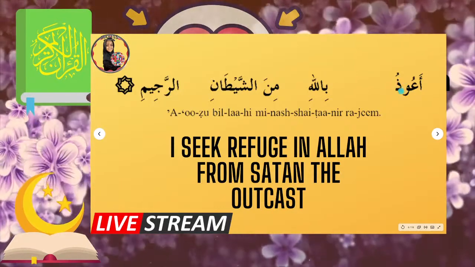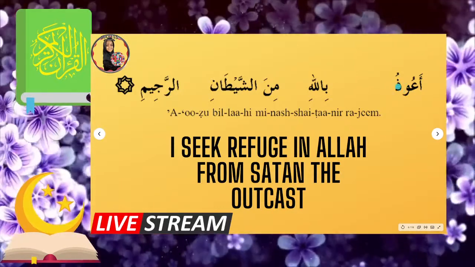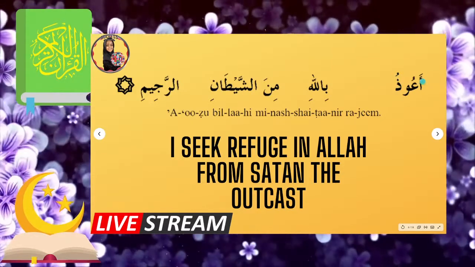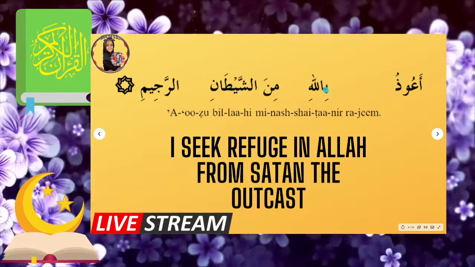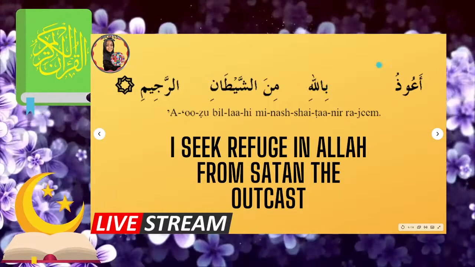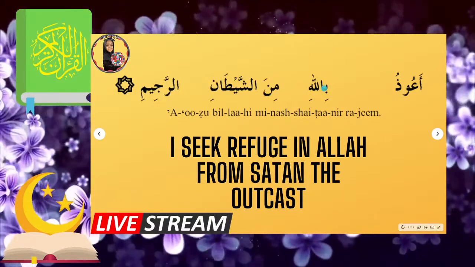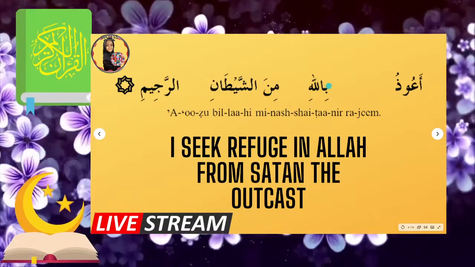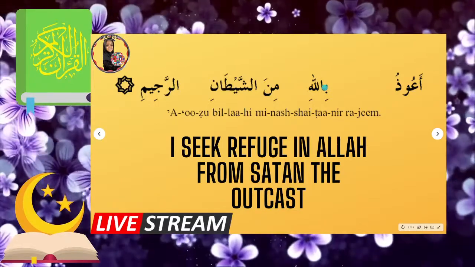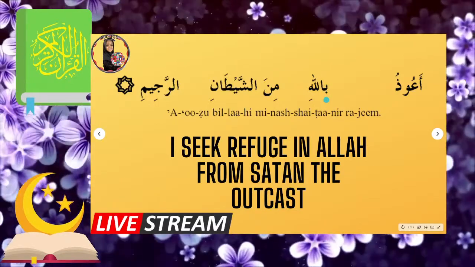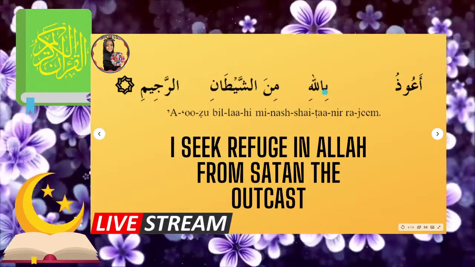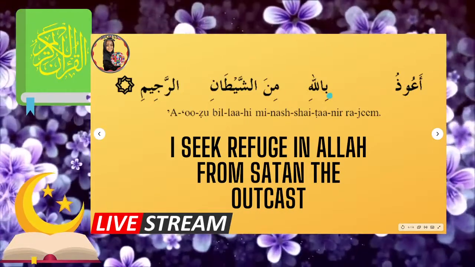Here is Dhal with Dhamma, Dhu. A'udhu. Now here is Ba, which means Ba Kasra Bi. A'udhu bi.